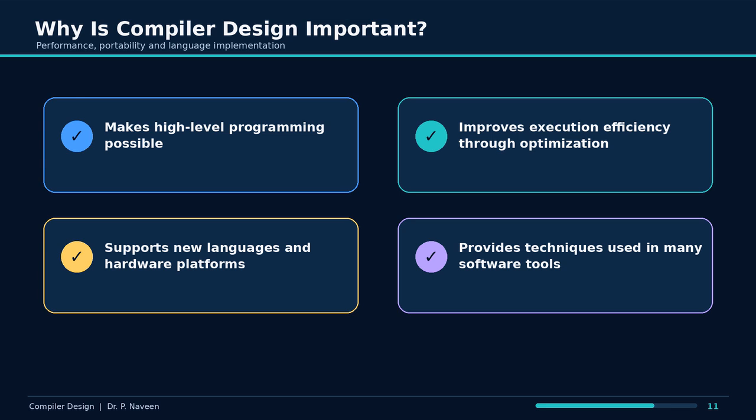Slide number 10, error detection. One important work of a compiler is error detection. A compiler should find the errors and report them clearly. There are different types of errors. Lexical errors occur when invalid characters or invalid words are used. Syntax errors occur when the statement does not follow the grammar.